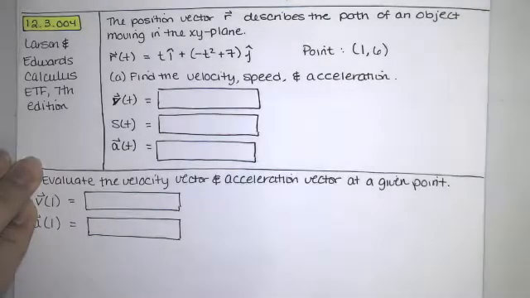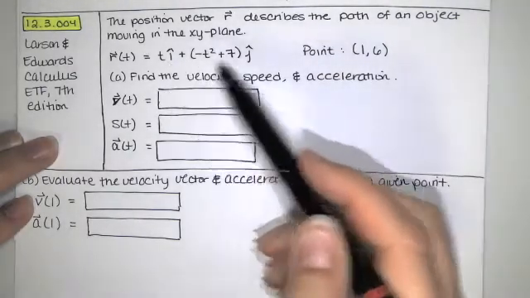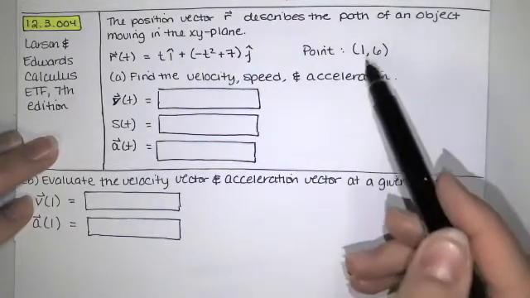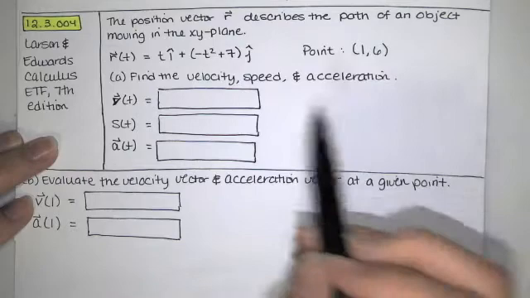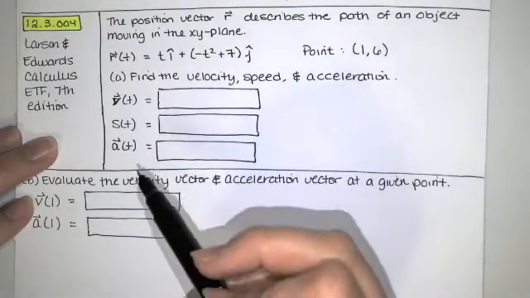In this video, we solve problem 12.3.044 from the Larson and Edwards Calculus Early Transcendental Functions text, 7th edition. We're given the position vector, and we're told that it describes the path of an object in the xy plane, and we have that here. We're also given a location, an x and a y value, x equals 1, y equals 6. We're asked to find the velocity, speed, and acceleration of the object.